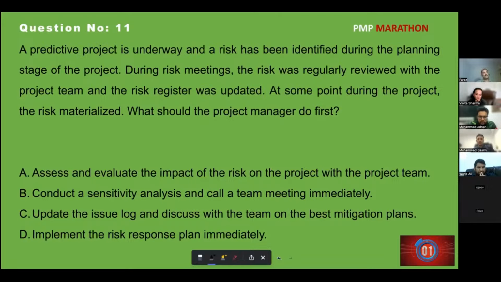Was that risk identified before or not? Qasim, was the risk identified before? Yes. If a risk is identified before, we have a plan for it. A trigger happens. What do we do? We have to implement the risk response. End of story. It was not a difficult question. It's an easy question. So D is the right answer here.